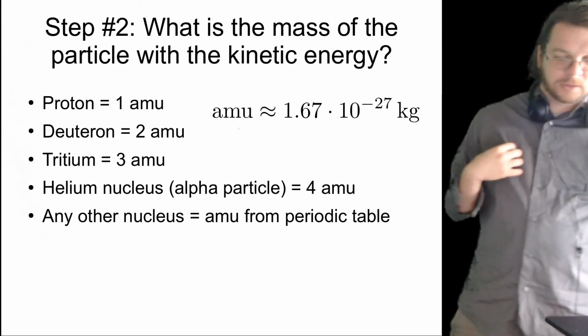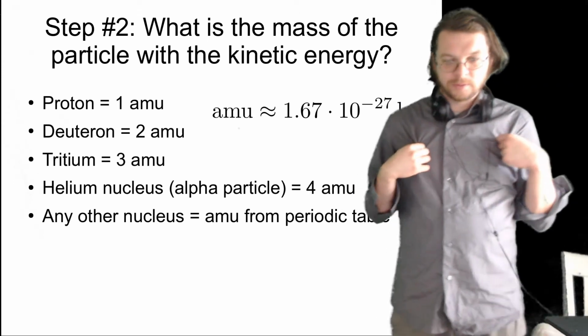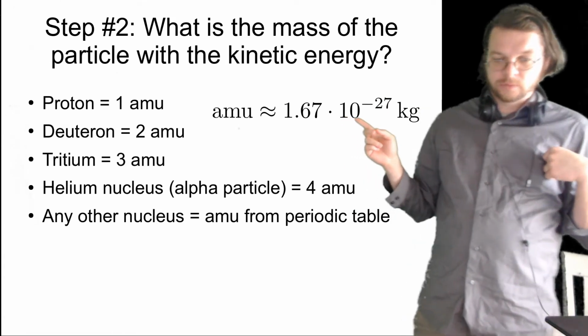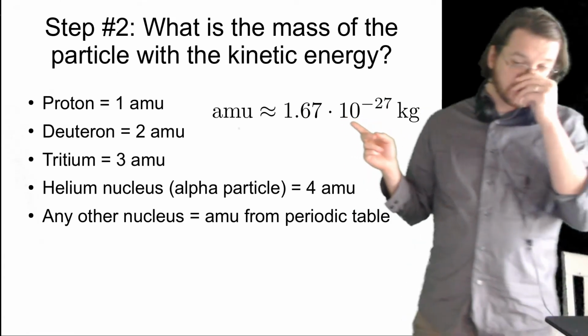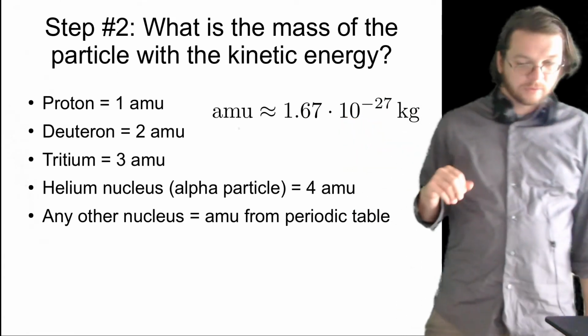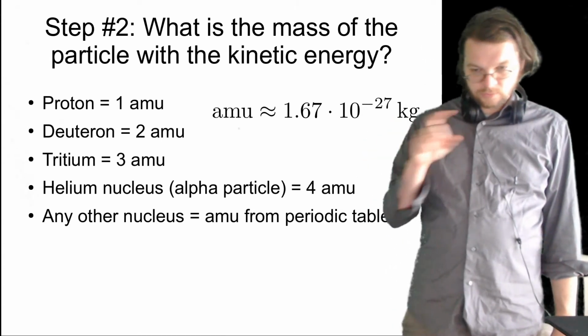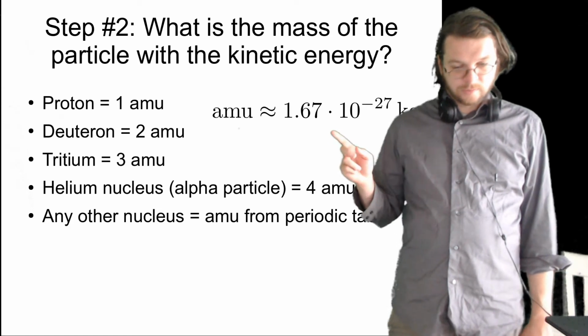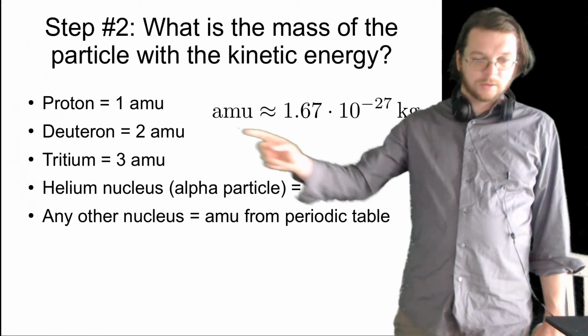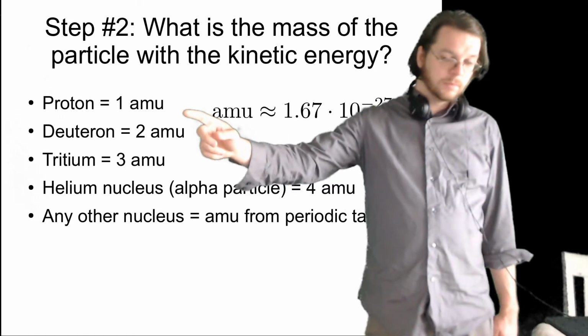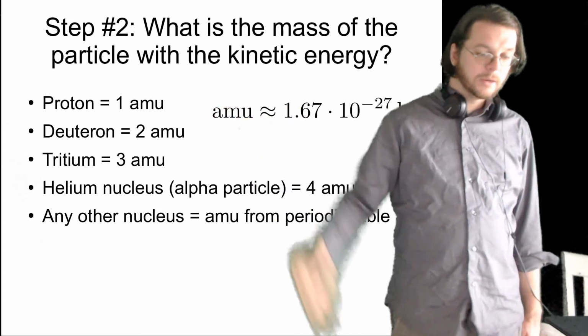Basically, for my purposes, a proton weighs about as much as a neutron. They both roughly weigh 1.67 times 10 to the minus 27. If you get a PhD in nuclear physics, you'll find that they have ever so slightly different masses. But for my purposes, it's fine. And so a proton weighs exactly 1 atomic mass unit.